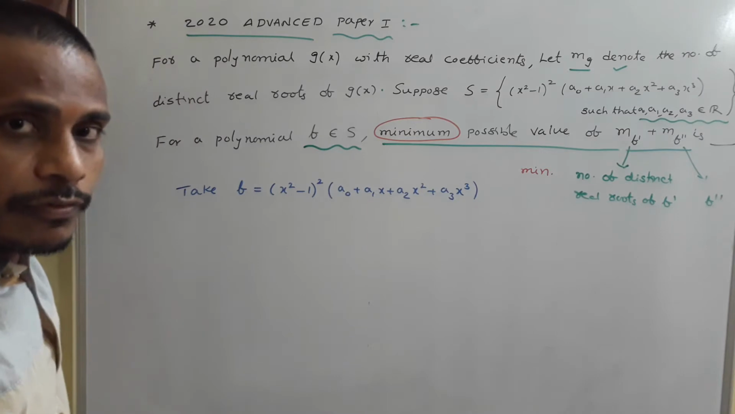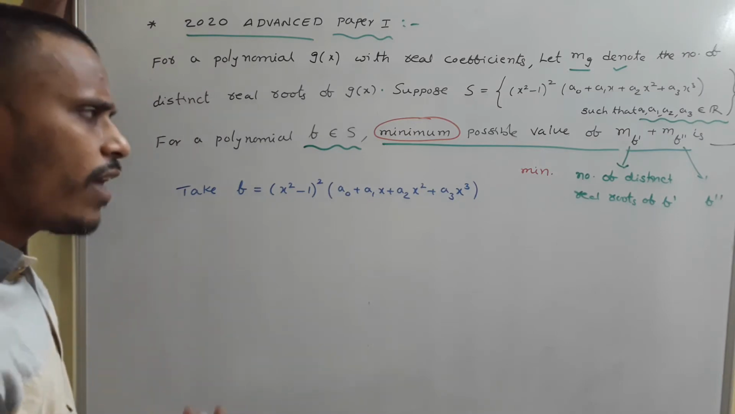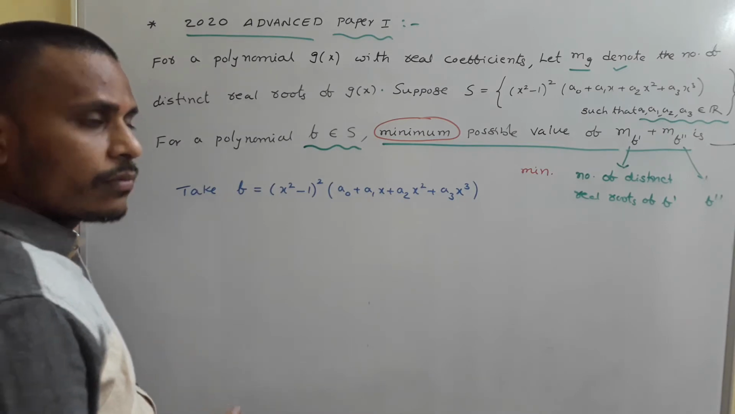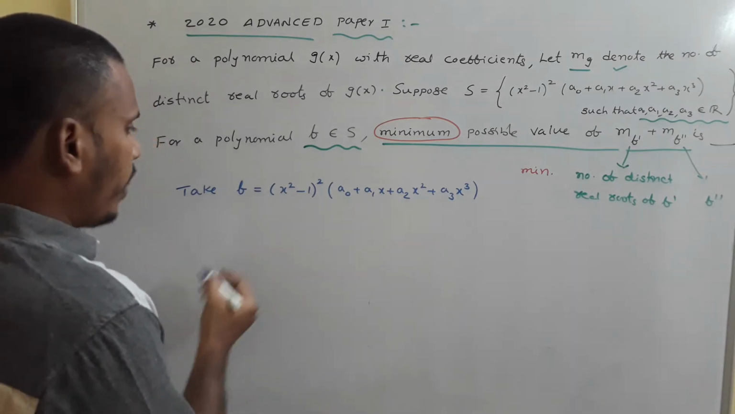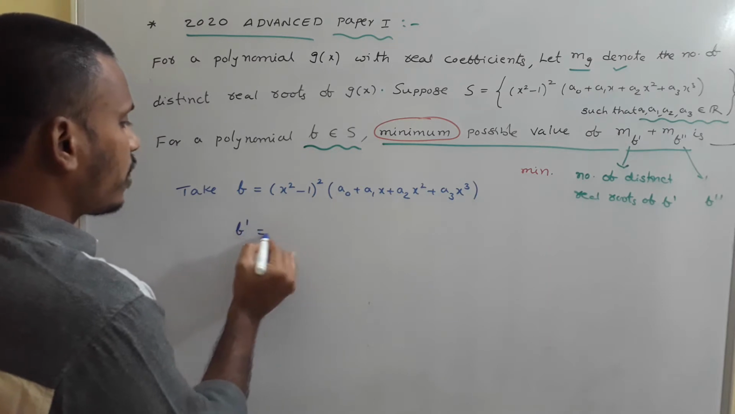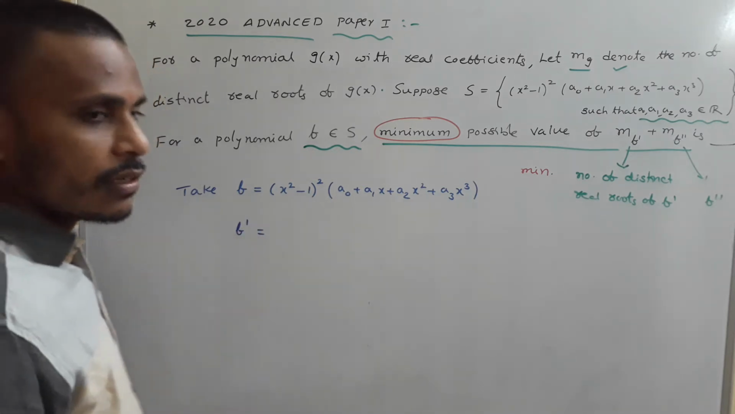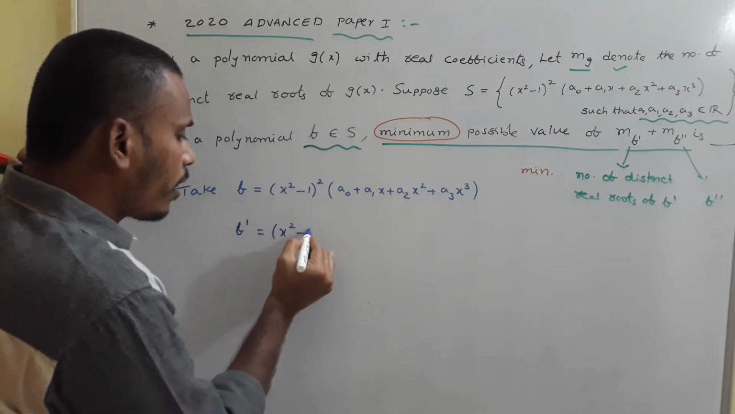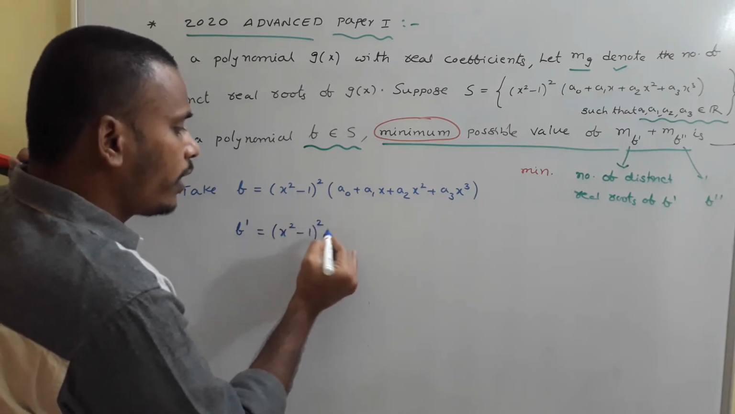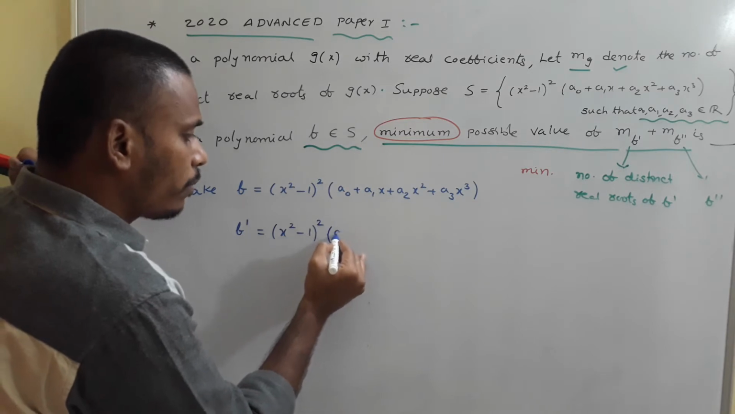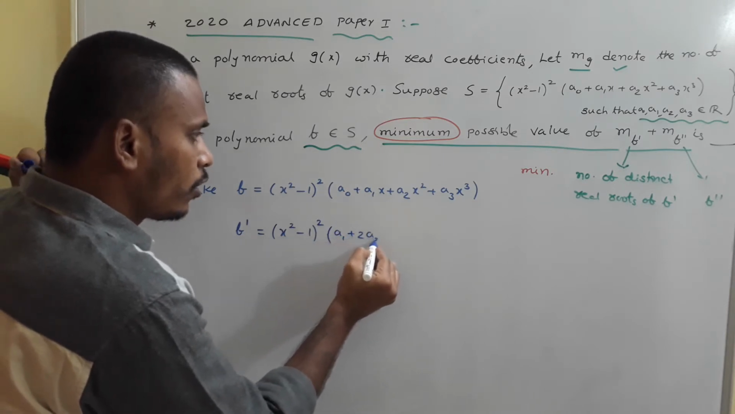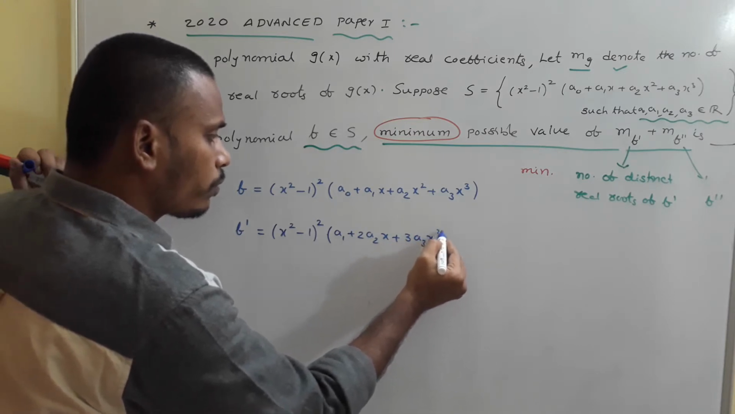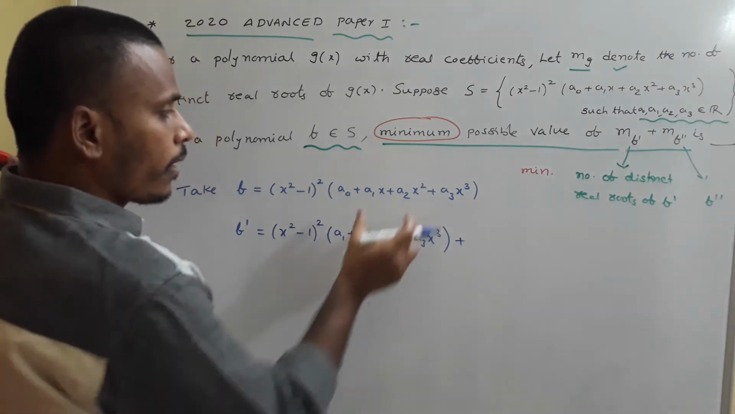This is what f. Okay, I need to think about f dash as well as f double dash also. For that, I will write f dash. F dash is equals to, what is f dash? See, first polynomial into the derivative of second: (x square minus 1) whole square into the derivative of this part, which is simply a1 plus 2a2x plus 3a3x cube, plus this polynomial.